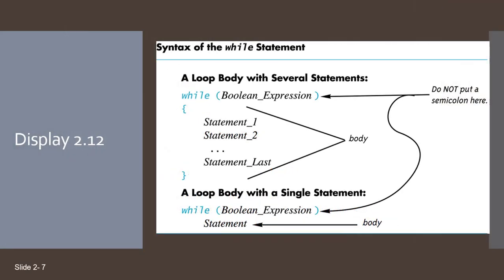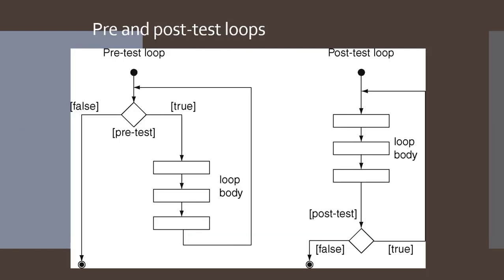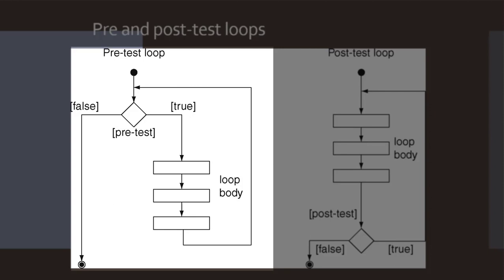Your author has a number of illustrations of the general form of while loops, and you can see they can have one statement inside of them, although usually they don't. Or they can have many statements. The top version is pretty typical. Now, a while loop is called a pretest loop. You see pretest loops at the left-hand side.